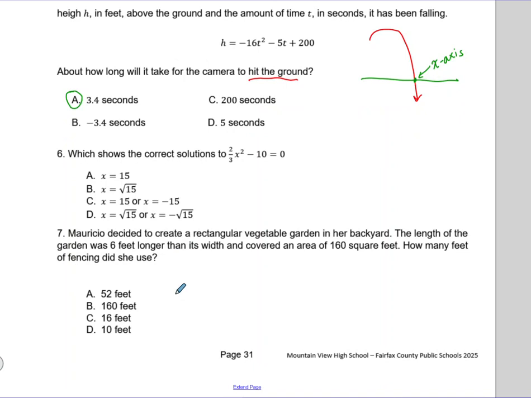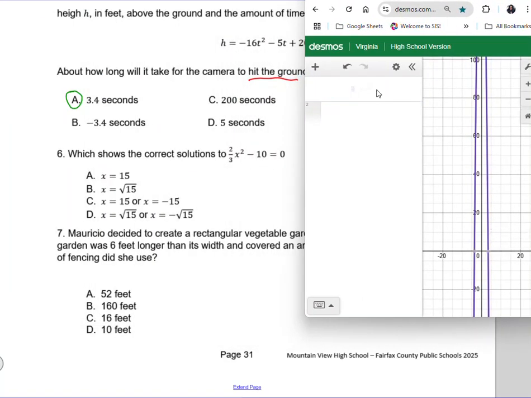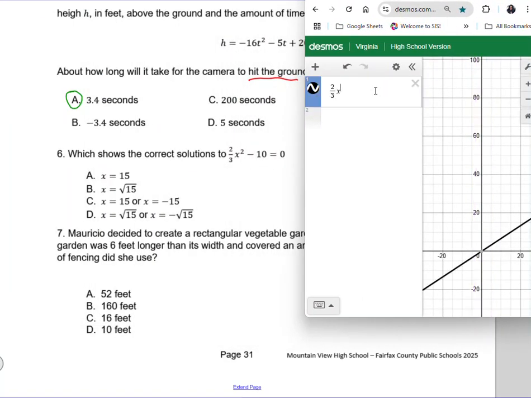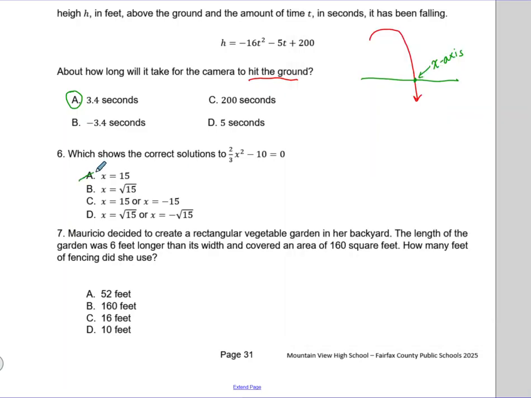All right, which shows the correct solution? All right, I'm just going to plug it in. Find my solution. So 2/3 x squared minus 10 equals 0. All right, so I have some weird looking answers here. So how do I know how to find this answer over here? Well, what I can do is I can go ahead and graph the answer choices. So you have x equals 15. Yeah, that's one of my answers, right? No, it's not. It's not even close. I don't know what I'm talking about. Okay, that's not my answer.